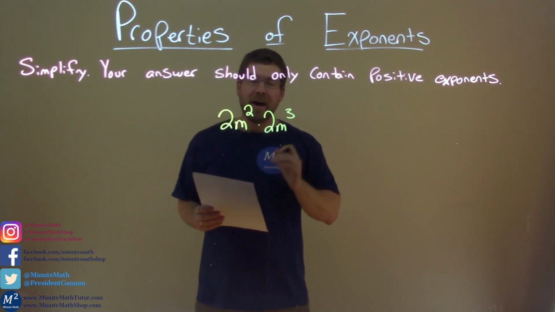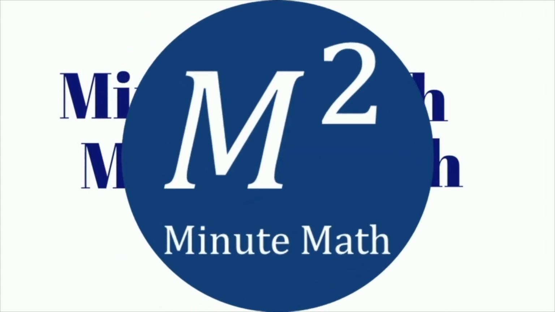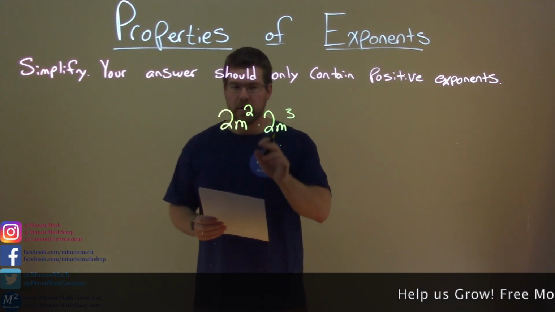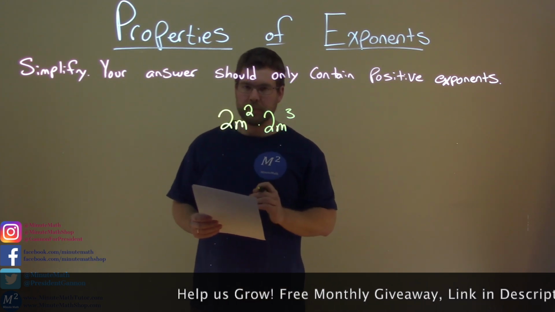So, if I was given this problem, we need to simplify 2m squared times 2m to the third power.